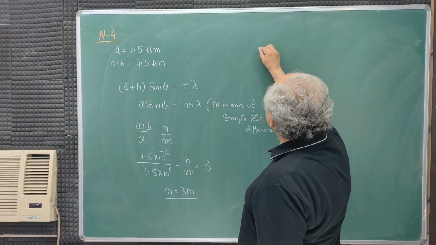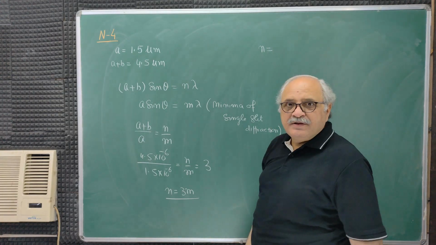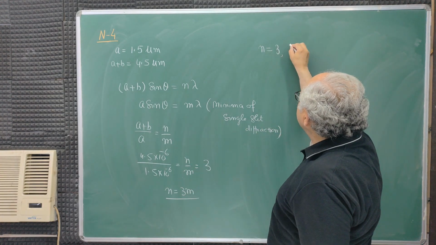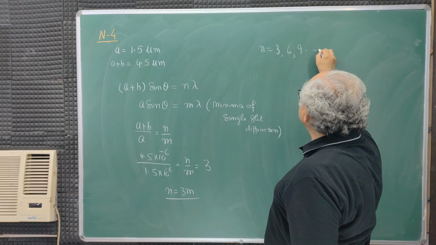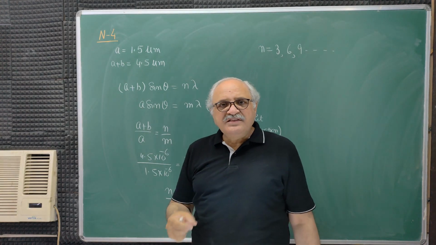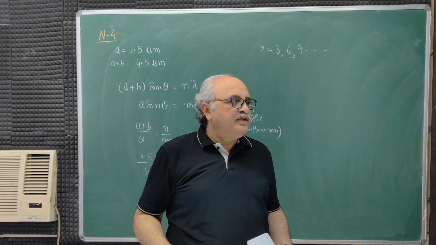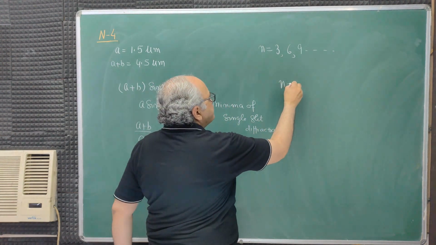So obviously the missing orders are going to be 1 multiplied by 3, that is 3, 6, 9 and so on. So obviously the minimum order which is missing is 3. So N equals 3 is your answer.